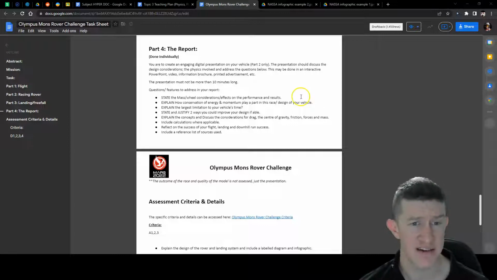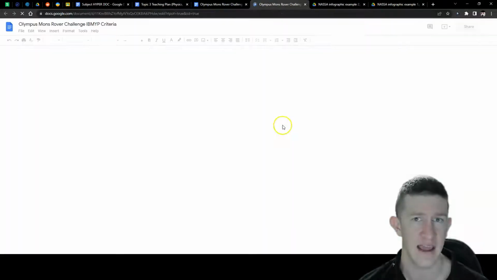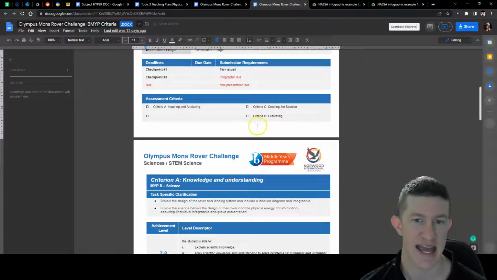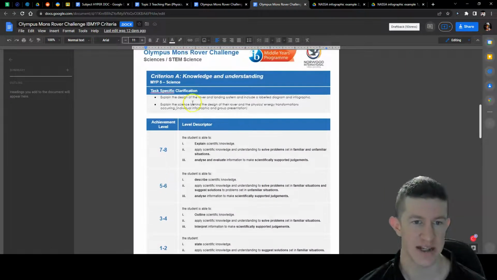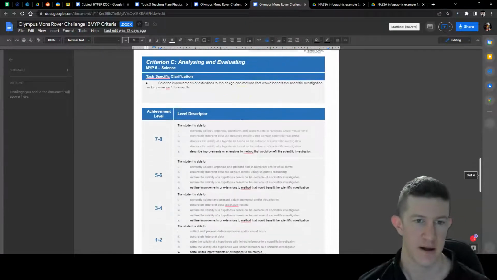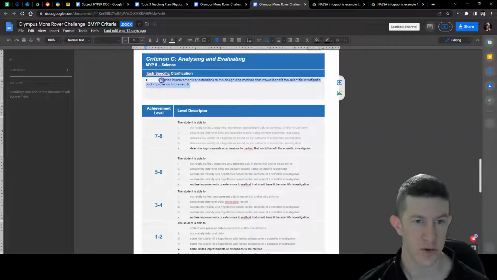The specific criteria that are being assessed can be seen in this document here, and this will break down each of the criteria. So here we're looking at criteria A, C, and D, and it gives you an example. This is talking about explaining the design of the landing system with labeled diagrams and your infographic, and explaining the science behind your design with physics energy transformations occurring. Criteria C is describing the improvements or extensions to the design and method that would benefit the scientific investigation. So that's justifying an improvement that you would make.